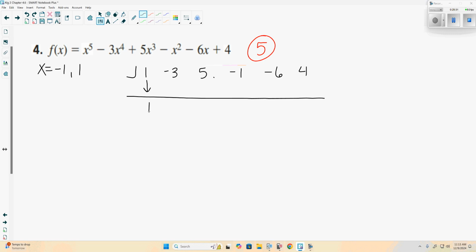Which one do we want to try first? We can do 1. 1 times 1 is 1. Negative 3 plus 1 is negative 2. 1 times negative 2 is?